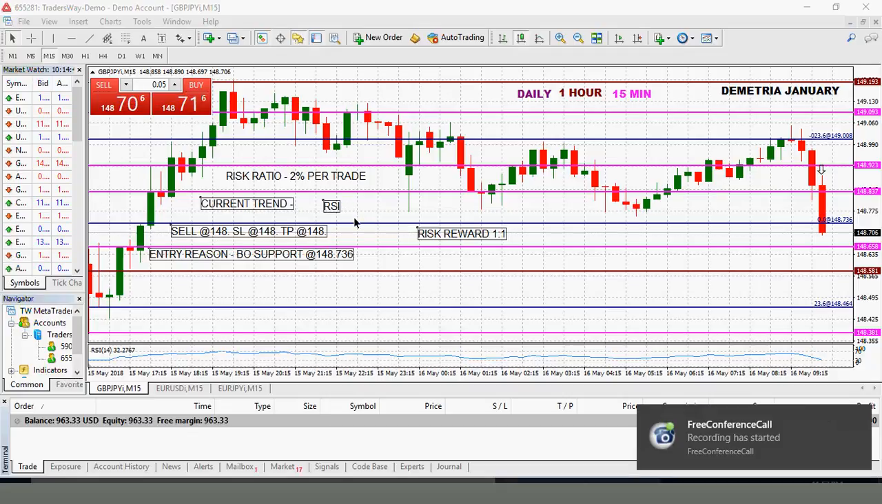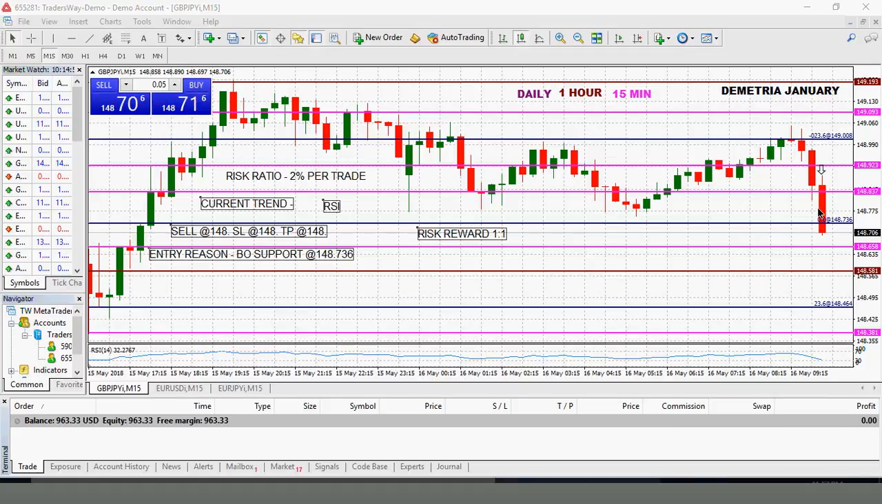Okay, so I'm back, and that candlestick did break my fib line for an indication of a continuation of a downtrend. So I've already placed my reason for entry: a breakout of support at 148,736. And it looks like it's now beginning to be a bullish candlestick, and is going back up.